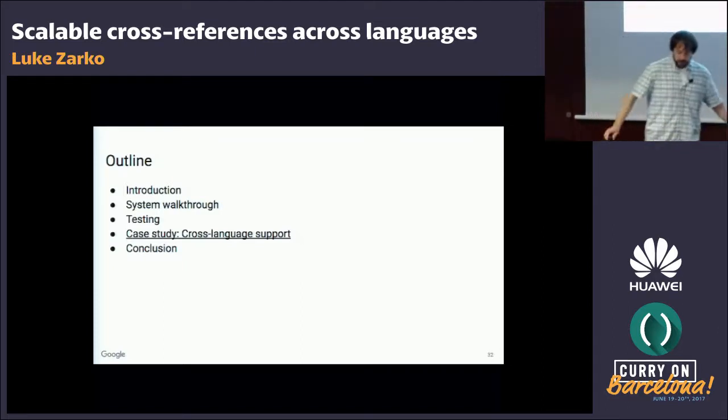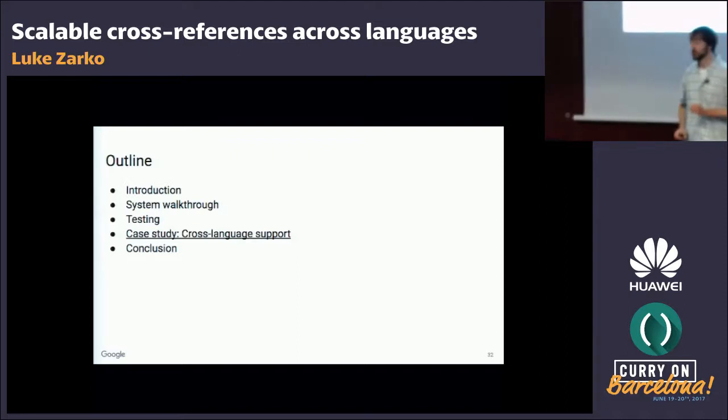So with all of this in place, we're actually able to do cross-language support in a really easy way. This is something that a lot of these tools don't actually support. And we're able to get away with it because we have this consistent representation and reification of syntax in the graph.